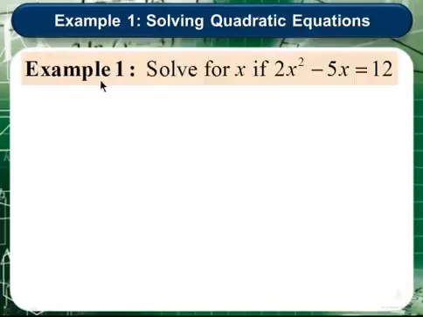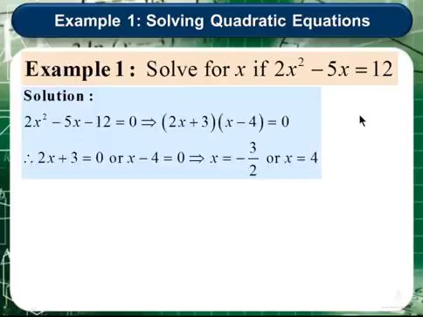In the first example that we consider, we have to solve for the unknown x given the quadratic equation as indicated on the screen. Now the first step would be to write it in standard form, 0 on the right, the expression on the left, and to factorize the trinomial on the left hand side of this equation. This gives us the factors 2x plus 3 and x minus 4 multiplied together is equal to 0, and as discussed before, either the first factor must be 0 or the second, which we write next, and this leads us to the possible solutions for the unknown x, namely x equal to minus 3 over 2 or x equal to 4.